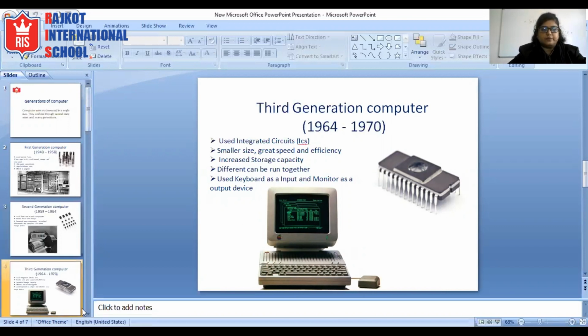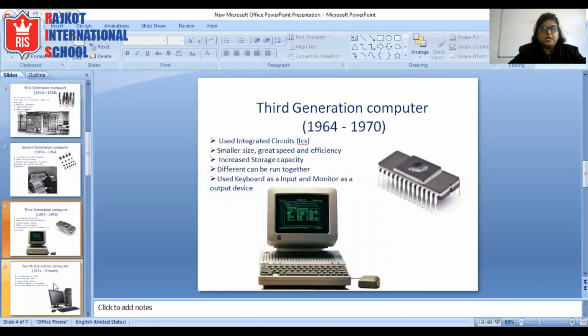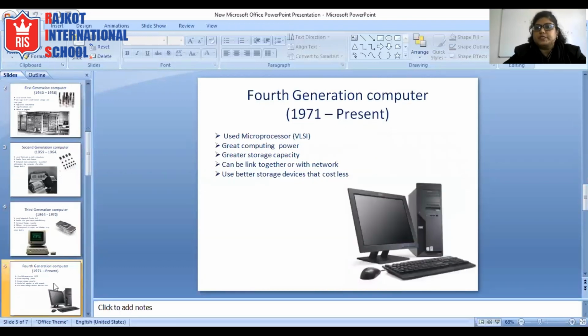Now next one is the fourth generation computer. Fourth generation computer duration is 1970 to present. They are using integrated circuits or microprocessor. It is called VLSI, very large scale integrated chips, and it is known as the microprocessor also. Nowadays we are using that computer. It is the fourth generation computer.